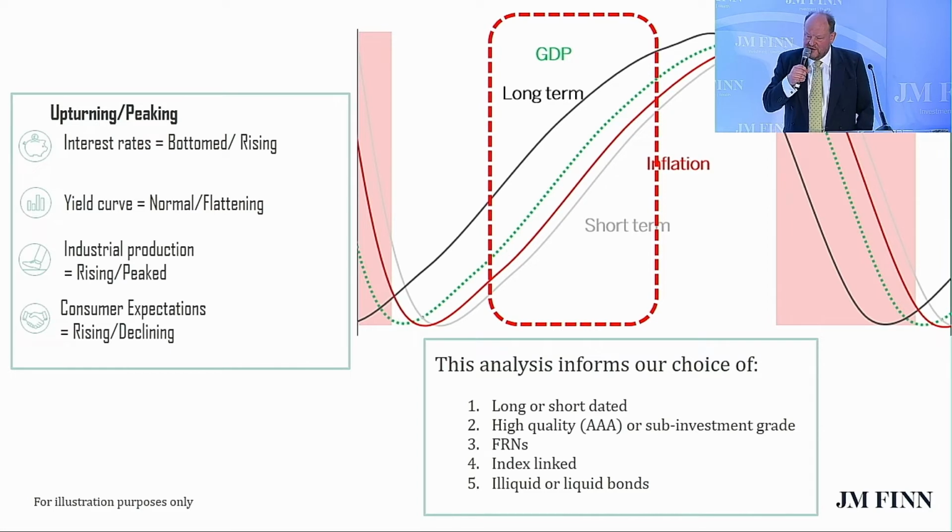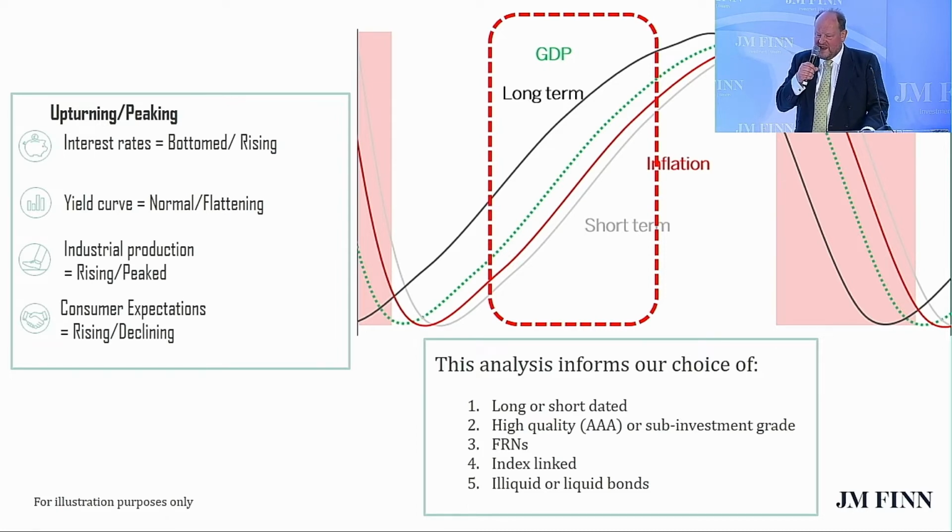So when I stitch it all together, on this slightly textbook description of the economy, the red dotted line illustrates where we are. We've got interest rates that have bottomed and are rising. The yield curve is normal. Hard to say whether it's flattening off a little bit. Industrial production, I think, is rising. It did peak after the post-COVID expansion, but I still think it looks encouraging. And consumer expectations, I think, show a long-term trend of moving forward.